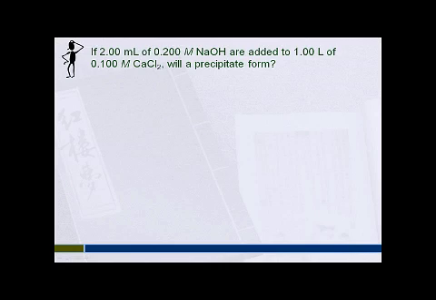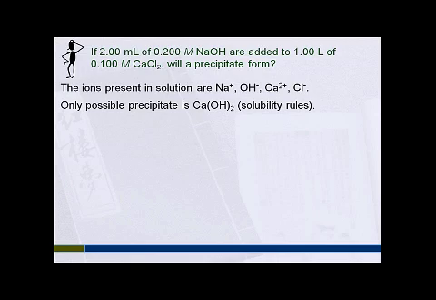Well, as I said earlier, you can use this to determine whether or not a precipitate will form. So what if 2 mL of 0.2 molar sodium hydroxide are added to a liter of 0.1 molar calcium chloride? Will we get a precipitate? The ions that will be present in the solution are sodium, hydroxide, calcium, and chloride. The only possible precipitate is calcium hydroxide. In fact, it's the only one that has a Ksp value out of sodium chloride and calcium hydroxide.